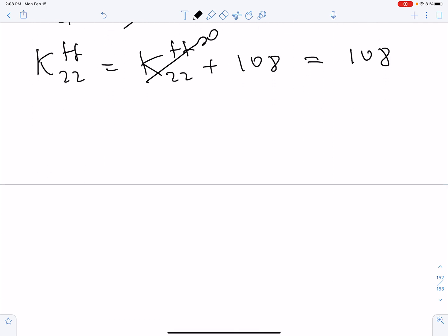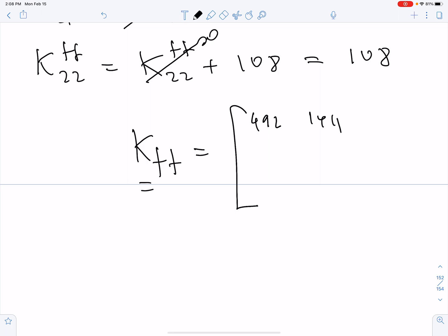Okay, and so now we're actually done with the computation for KFF for this case. Okay, we get 492, 144, 144, and 108. Like this. Okay. Right. So where do we go from here? Right.